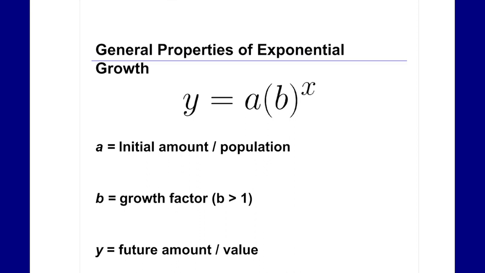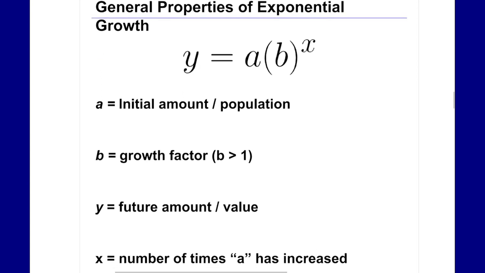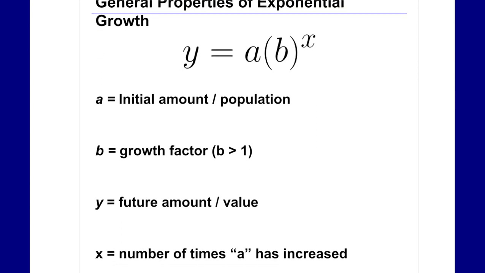So it's going to say it grows by a multiple of 2, or it doubles, or something along those lines. Whatever multiple it's telling us it's growing by, that's our growth factor. y equals the future amount, or the future value, and x represents the number of times a has increased. Looking back at that bacteria one, x increased 3 times, so 3 days, so it was an exponent of 3.